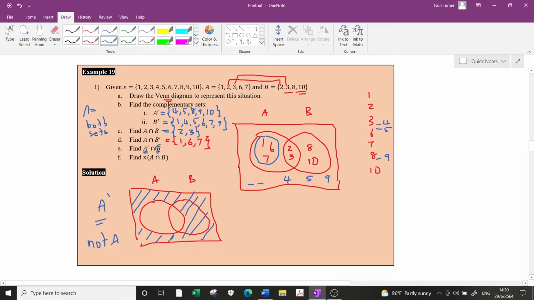Okay, where does that touch B? So we'll do B in yellow. This is all of B here. So that's B in yellow. So where do they intersect? Where are they touching? That must only be this area here where they overlap. So on your diagram, that would only be elements 8 and 10. Okay, so that would be 8 and 10.